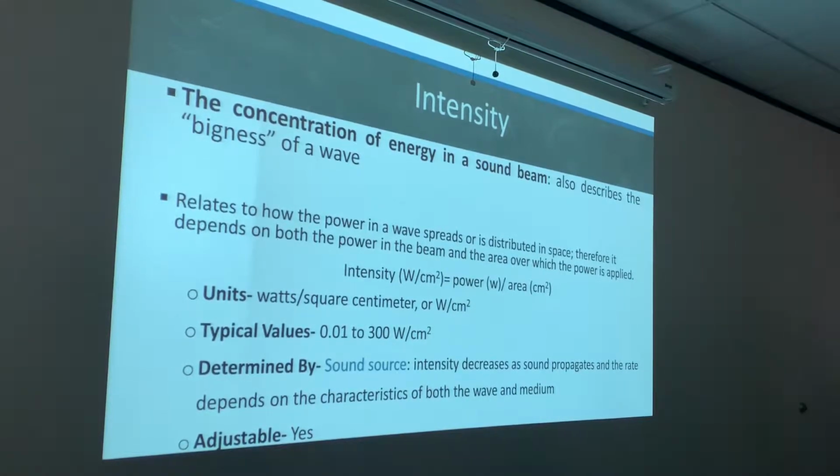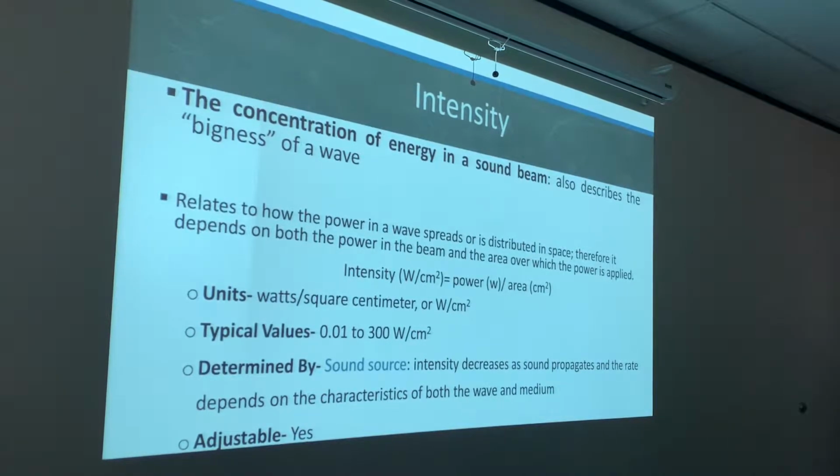Typical values are going to be 0.01 to 300 watts per centimeter squared. Where did they get those figures from? Because they're giving you the numbers for diagnostic ultrasound. So they're just testing that over a whole range of the power and intensity of the beam through diagnostic ultrasound.